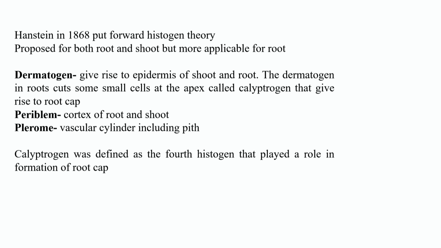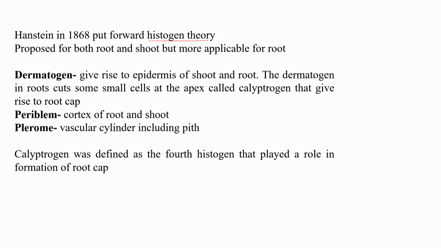Now the histogen theory, which we have also discussed, is applicable for both root and shoot, and as I have told you before, it is more applicable for root. This was proposed by Hanstein, and according to this theory there are basically three layers of tissue, known as dermatogen, periblem and plerome. That also we have discussed before.